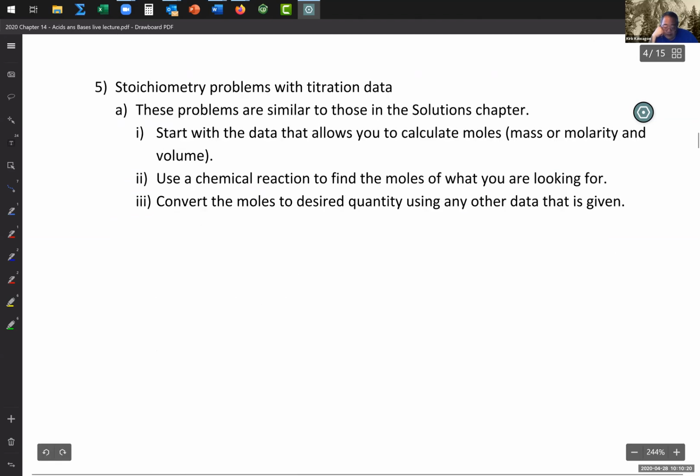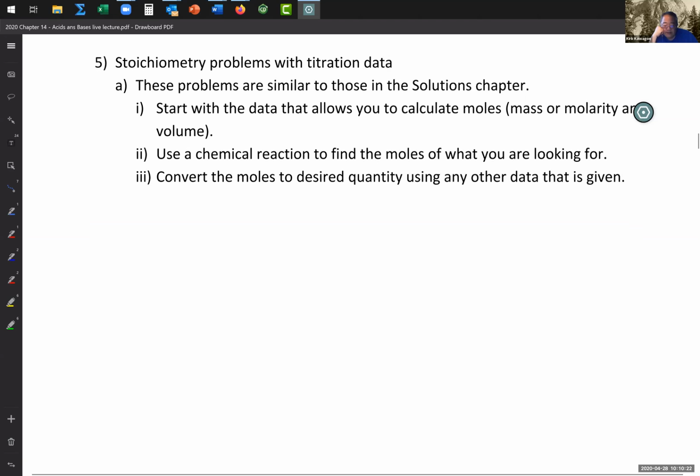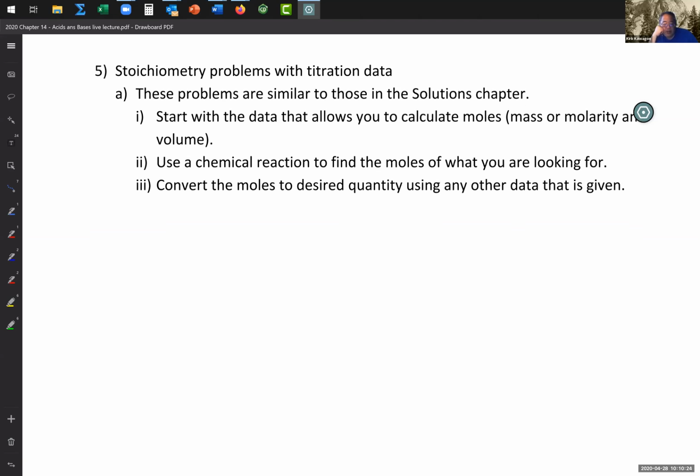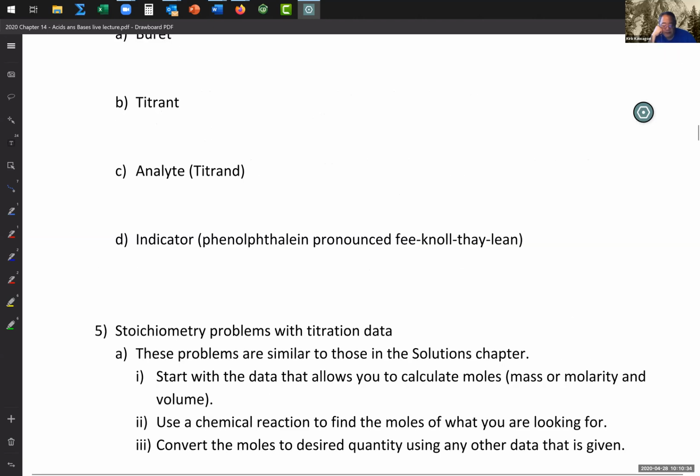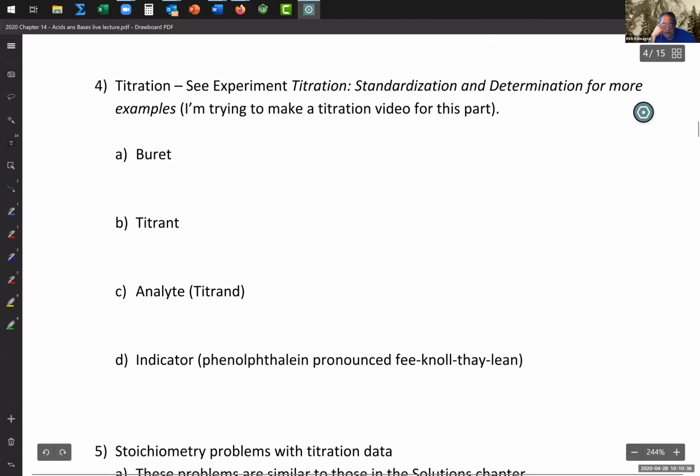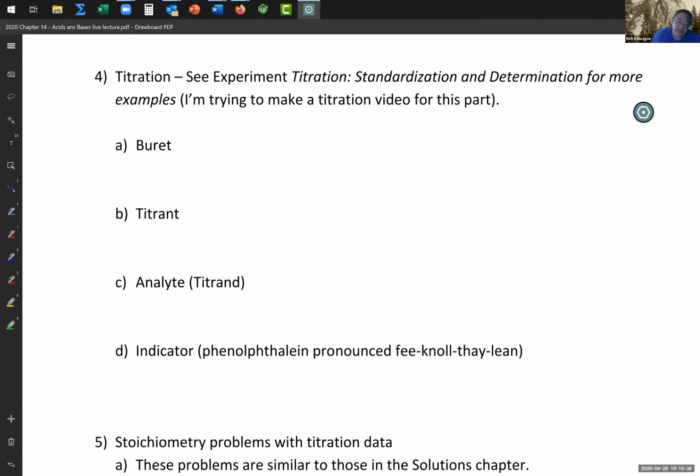So what I want to do next is focus a little bit on the stoichiometry problems that we're going to have from titration data, and I'll explain to you what kind of numbers you're going to get. I'll just briefly give you an overview of titration, and hopefully it'll help these problems make more sense to you and try to do them in the lectures. But it goes like this.